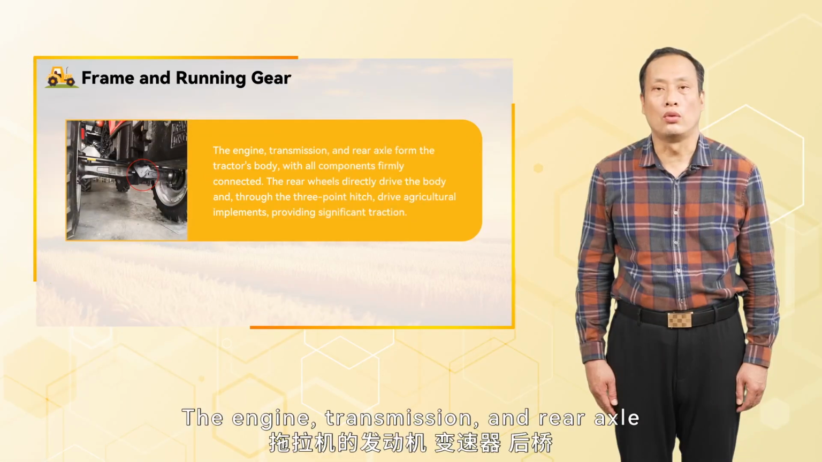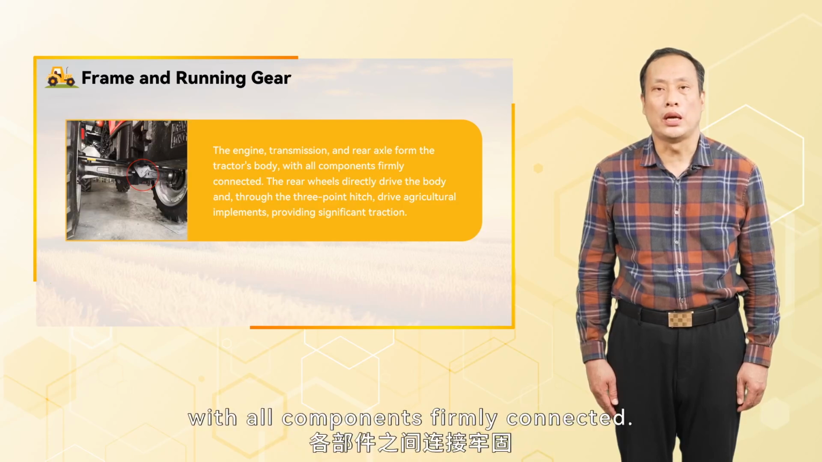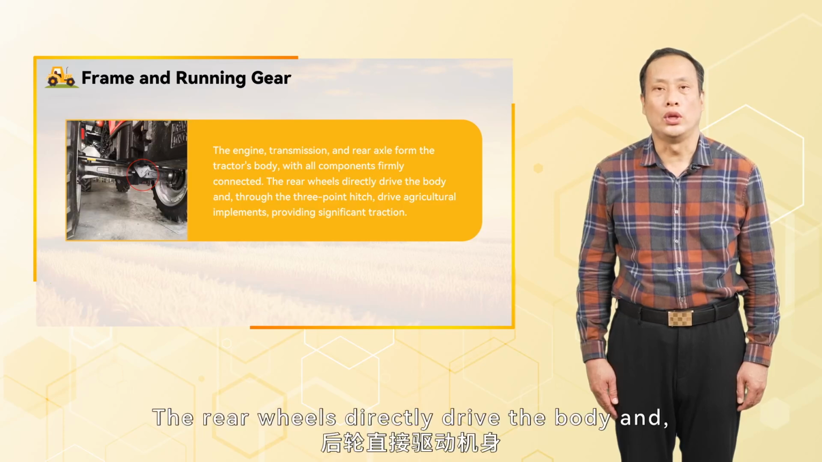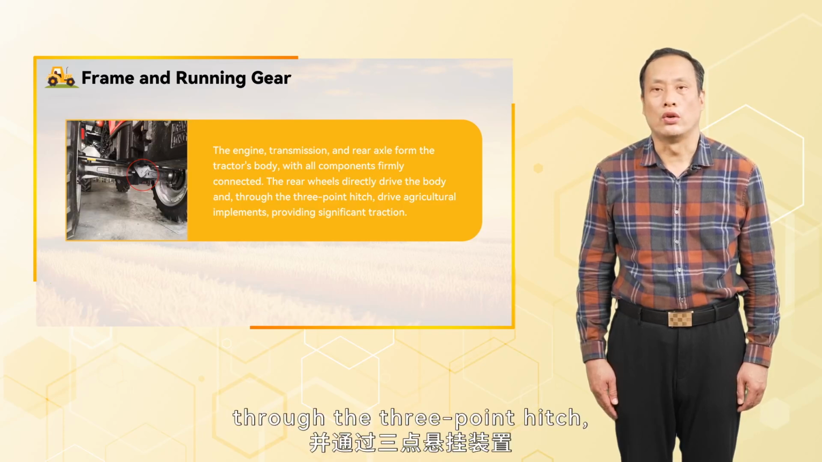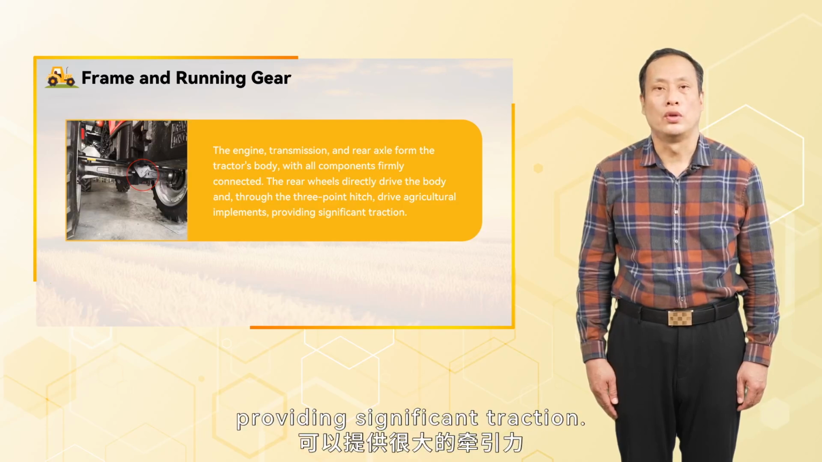The engine, transmission, and rear axle form the tractor's body, with all components firmly connected. The rear wheels directly drive the body and, through the 3-point hitch, drive agricultural implements, providing significant traction.